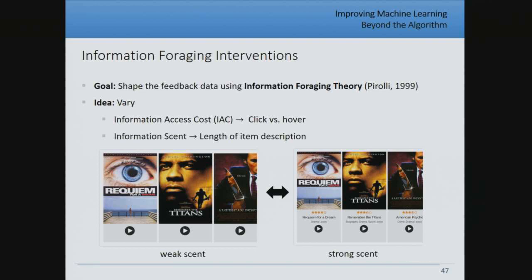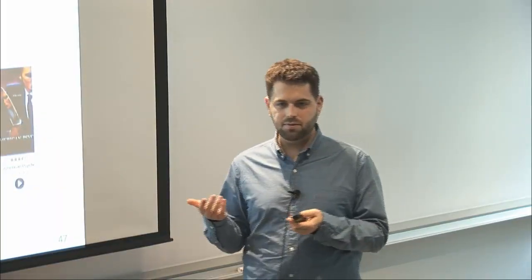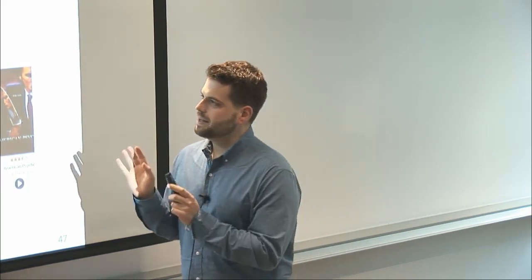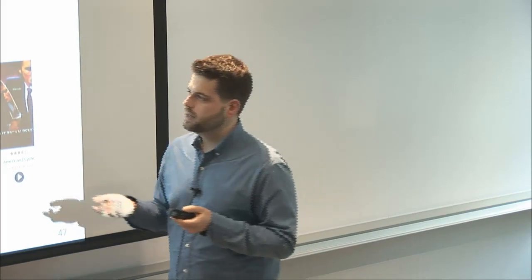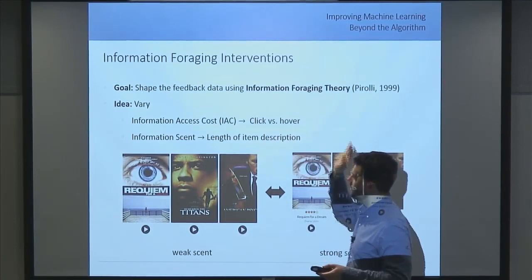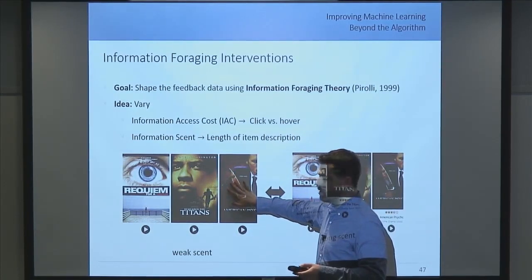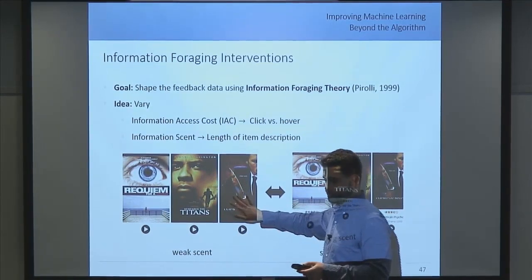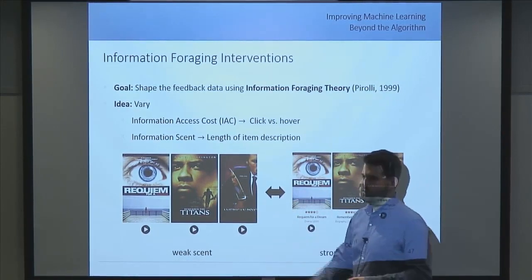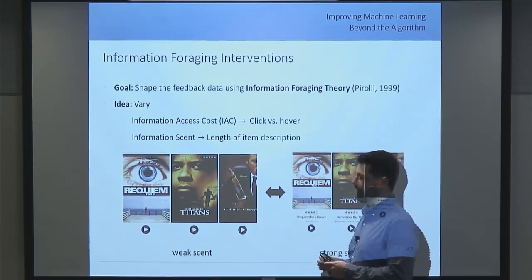Here we looked at how we can shape the feedback data we get, inspired by information foraging theory, which explains how people seek information in unknown environments. I'm not going to go into too much detail, but practically we examined how two things influence users' implicit feedback. First was information access cost, which we mapped to whether you could click on an item for more information or hover. Hovering is lower effort because information just pops up. Clicking required you to open a pop-up, then close it, so higher cost.